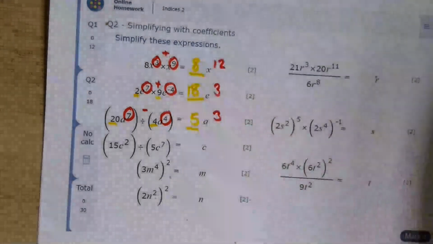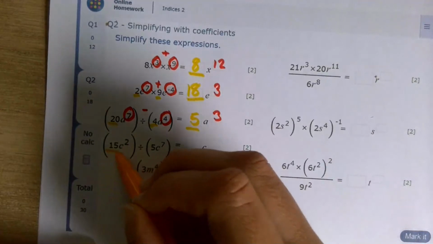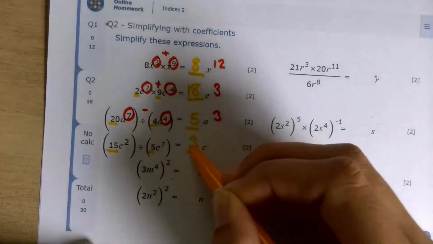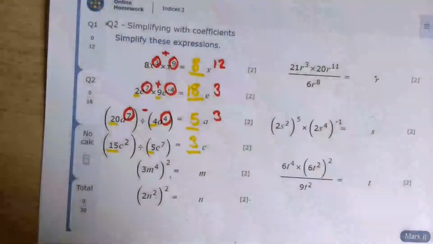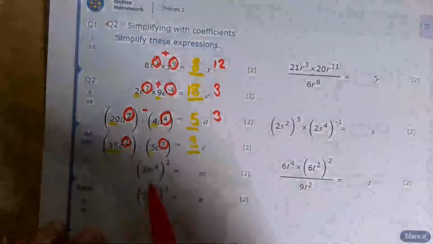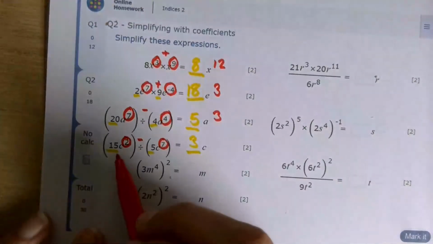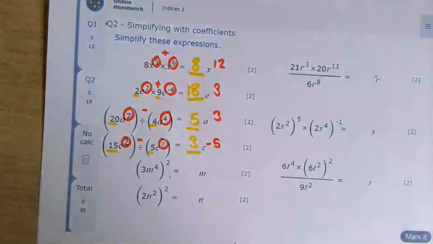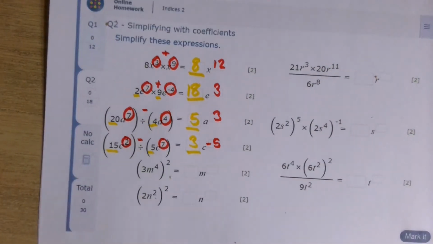Next question, our C's. We've got 15 divided by 5, which means our coefficient here will be 3. Our powers, 2 and 7. Because we're dividing, we take away the powers. 2 subtract 7 is -5. That's our first answer with a negative power.